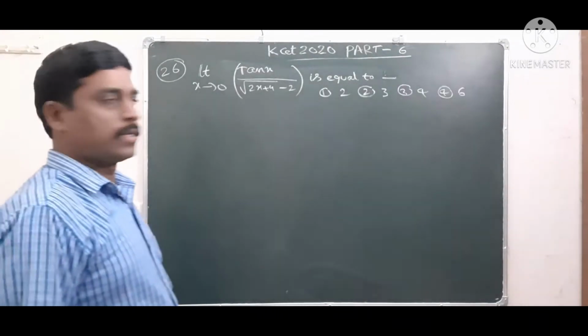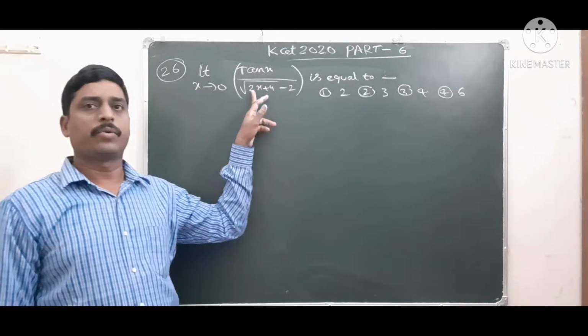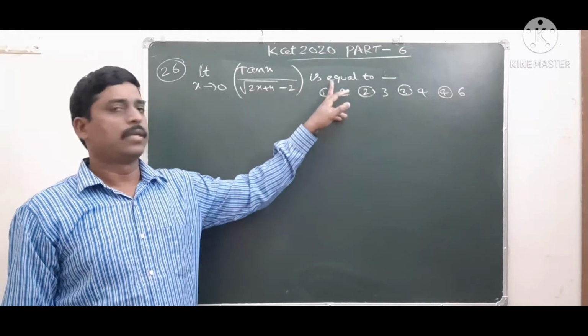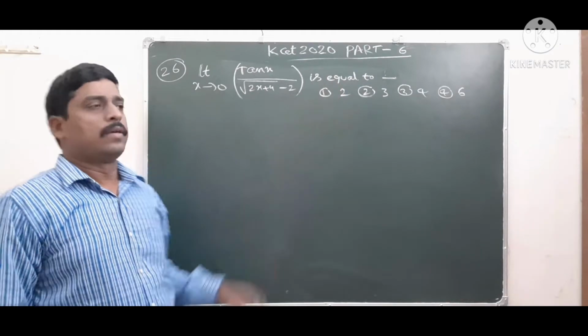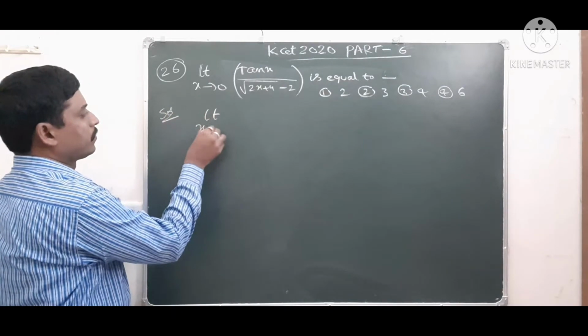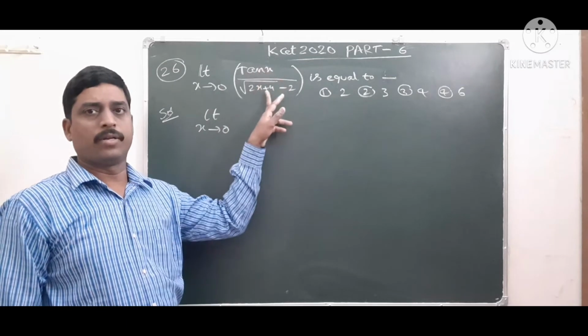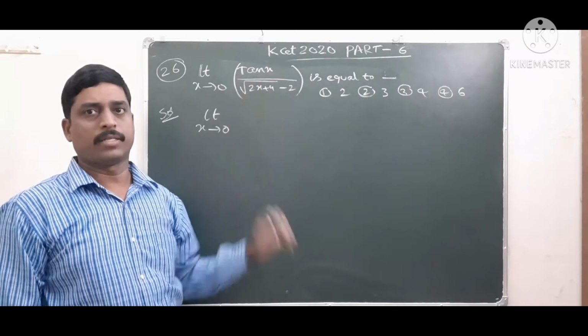Question number 26. Limit x tends to 0, tan x by root 2x plus 4 minus 2, is equal to. So limit x tends to 0. Put x as 0. This is a 0 by 0 form. So let us do rationalization.